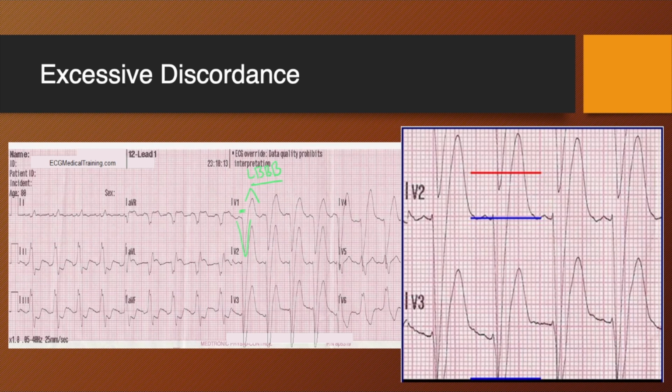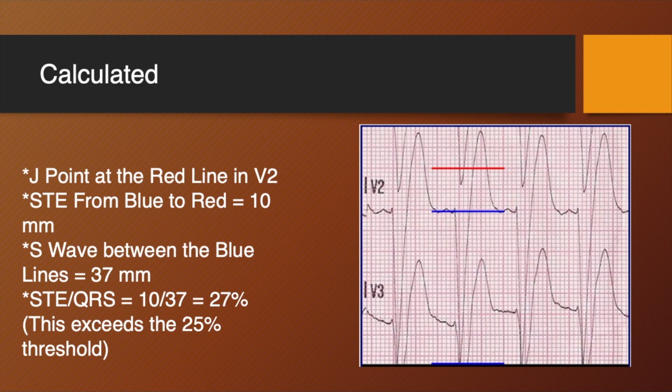So what we're going to do is we're going to zoom in, and specifically we're going to zoom in on leads V1 and V2 here. And that is what we've done in this picture right here. So the J point is at the red line in V2. So here's the J point right here. So I've got elevation right here, right? That's what this is. Between this red line and blue line is ST elevation, right? And if I measure this, I've got 10 little boxes or 10 millimeters. So I have 10 millimeters of ST elevation.